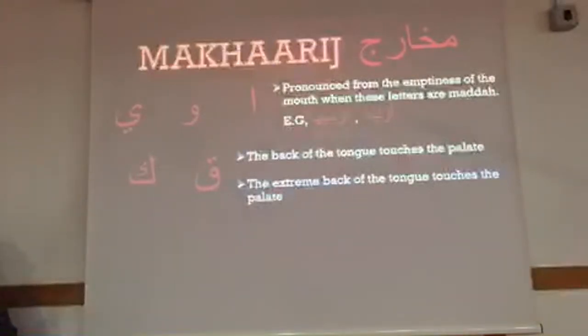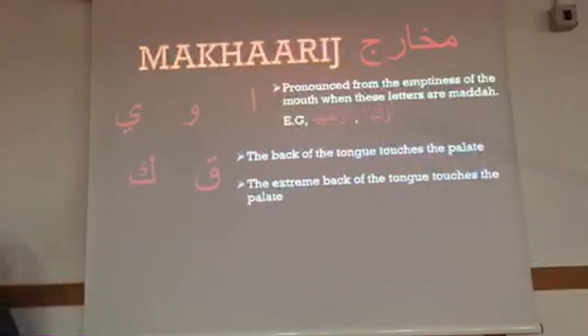It closes, and the back of the tongue touches the palate. Qaf. And then when we read this next letter, Kaf, that's when the back of the tongue touches the palate, and it makes the Kaf come out more softly. Again, say with me, Kaf. Exactly. So here we had Qaf, and Kaf.